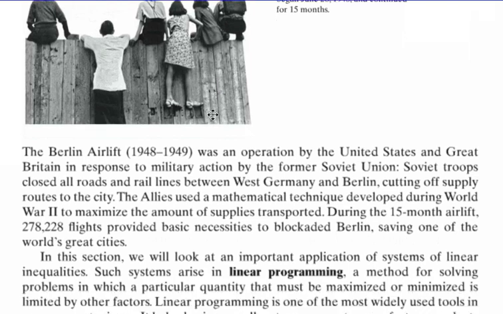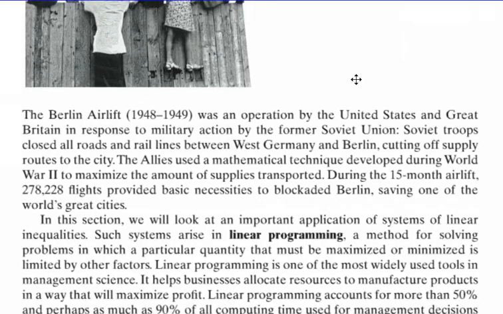The Berlin airlift, which ran from 1948 to 1949, was an operation by the United States and Great Britain in response to military action by the former Soviet Union. Soviet troops closed all roads and rail lines between West Germany and Berlin, cutting off supply routes to the city. The Allies used a mathematical technique developed during World War II, linear programming, to maximize the amount of supplies transported. During the 15-month airlift, nearly 280,000 flights provided basic necessities to blockaded Berlin, saving one of the world's greatest cities.